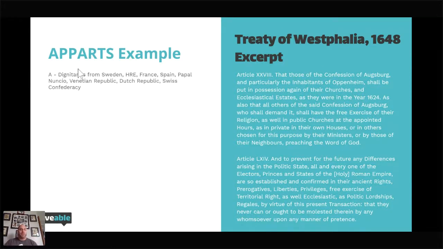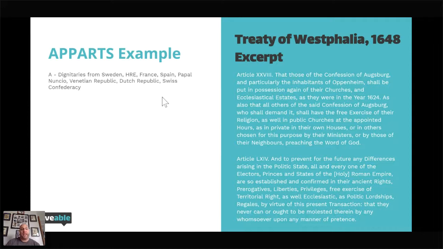When we say dignitaries, we mean diplomats, the representatives of these nations that were involved in the 30 Years' War. So you've got representatives from Sweden, the Holy Roman Empire, France, Spain, the Papal Nuncio, which you may or may not have heard of before. I know a lot of students have an issue when they see the word papal. They always go, who does that refer to? This is the representative of the Pope. Okay, so it's from Rome. You've got representatives from the Venetian Republic, the Dutch Republic, and the Swiss Confederacy.